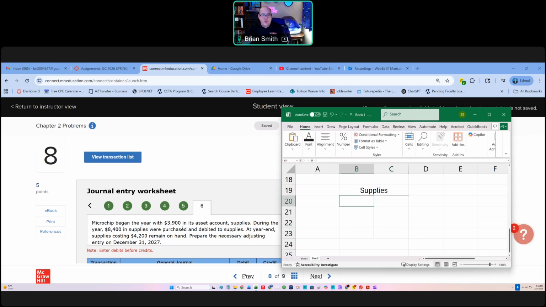All right, Microchip began the year with $3,900 in its asset account of supplies. So let's throw in that. During the year, 8,400 in supplies were purchased, so we're going to debit that. At year end, the supplies costing 4,200 remained on hand. So we've got to find out how much we used. The balance we have left is $4,200.